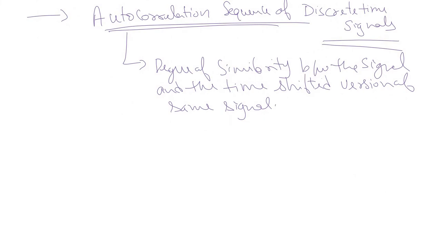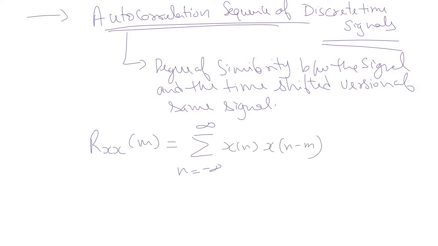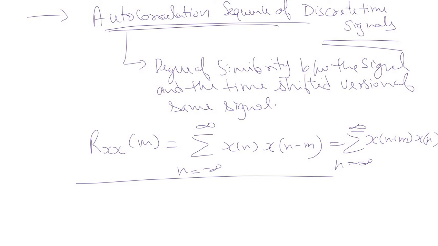So we can represent this autocorrelation Rxx(m), which can be written mathematically as the summation from minus infinity to infinity of x(n) x(n minus m), or we can alternatively write it as the summation of x(n plus m) x(n). This is the case when x(n) is an energy signal.